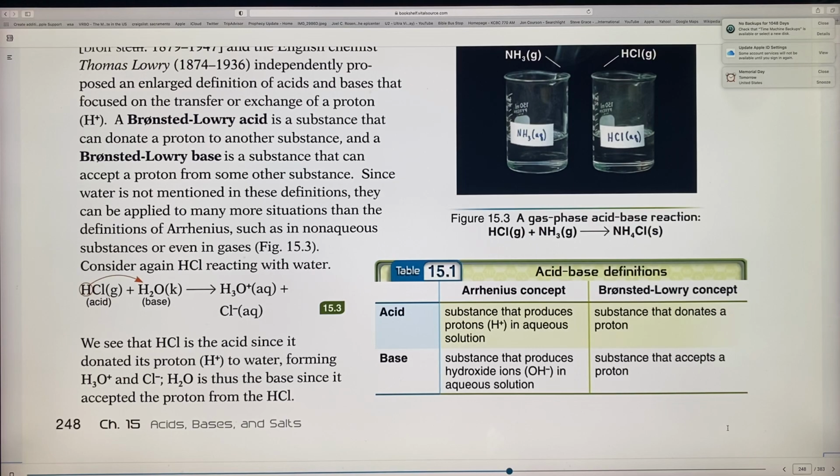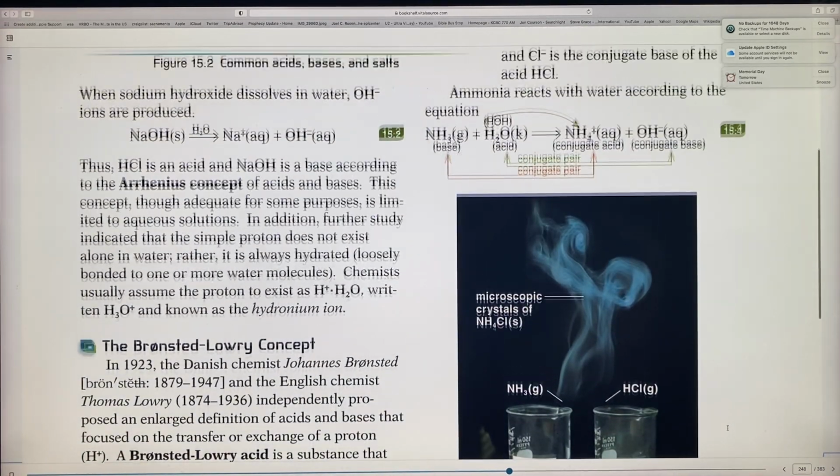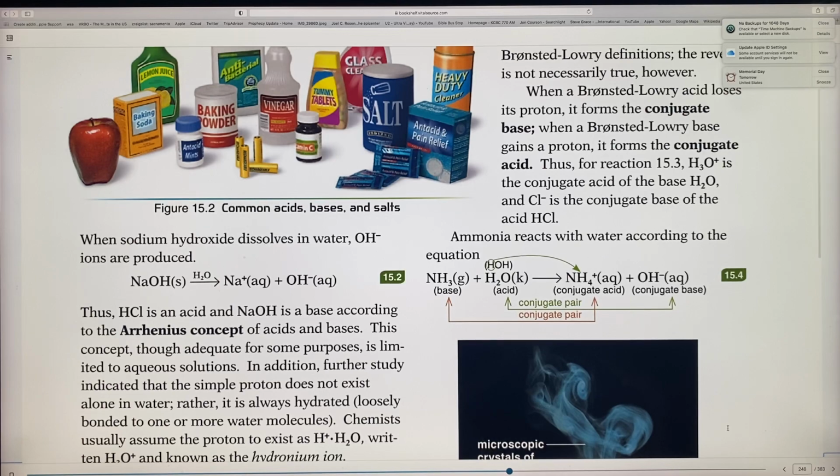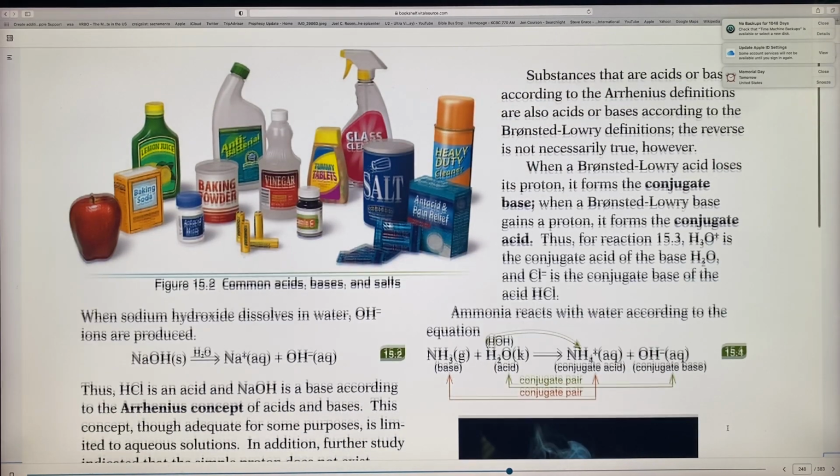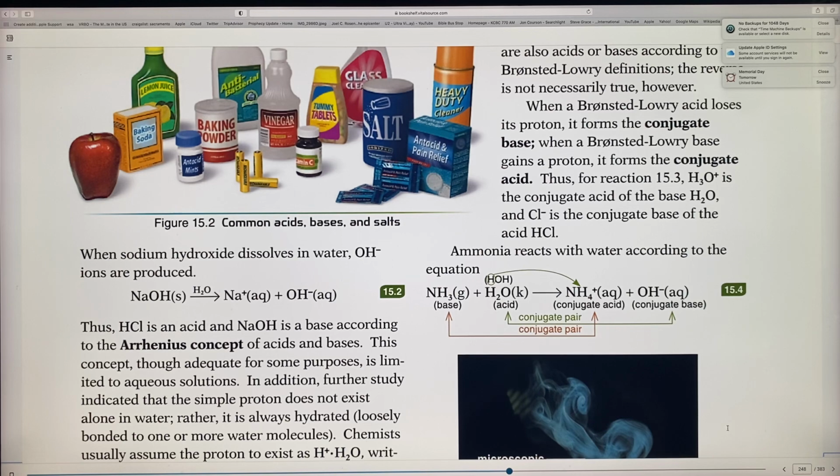Here we have the acid forming, 15.3. And as we look further, we'll have a situation here with ammonia. This is what's called a conjugate. You're thinking, what is conjugate? Well, this is a base, so we have ammonia reacting with water according to this equation. Here we have a conjugate pair because this base is reacting to form an acid. And so then the acid on this side is forming a base too.